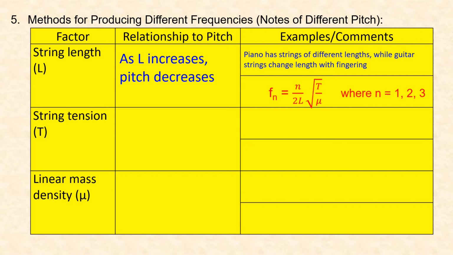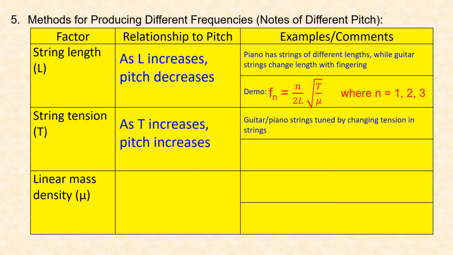Also notice here the dependence on string tension, that there is a direct relationship between string tension and frequency. So as the tension increases, the pitch increases. Certainly guitars and pianos have their strings tuned by changing the tension in the strings. Of course, not all the strings on a stringed instrument will have the same string tension. We'll look at an example of that in the next slide as well.